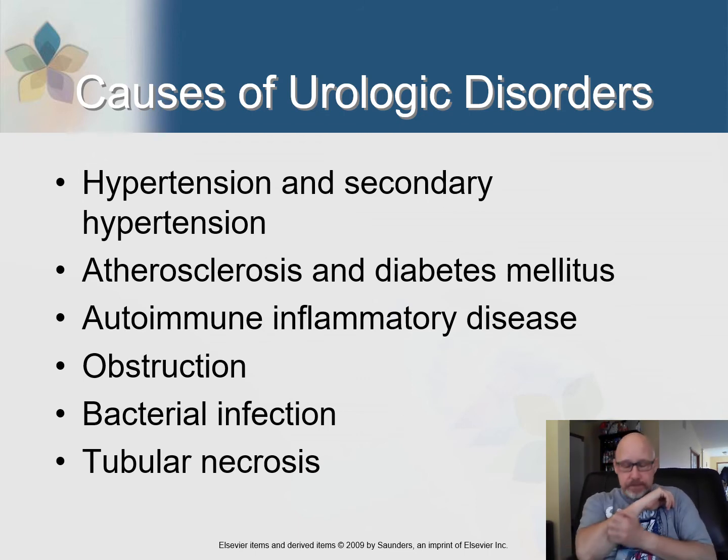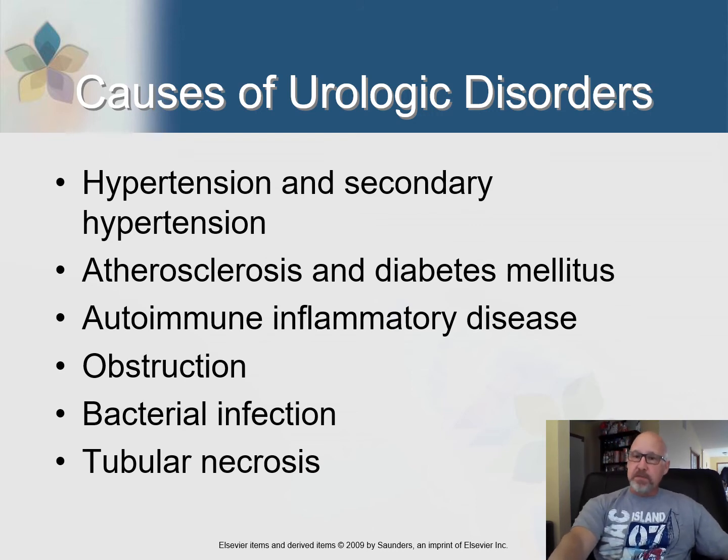Atherosclerosis, diabetes, all these things can attack the kidneys and affect the urological disorders. Of course, you can have obstructions, like I talked about. The kidney stones themselves can be obstructions, but you can also have other obstructions like renal stenosis, or we also talked about the prostate. I mentioned earlier the urinary tract infections. If you have a medium for bacterial growth, then it's likely to happen. Okay, and then of course tubular necrosis.